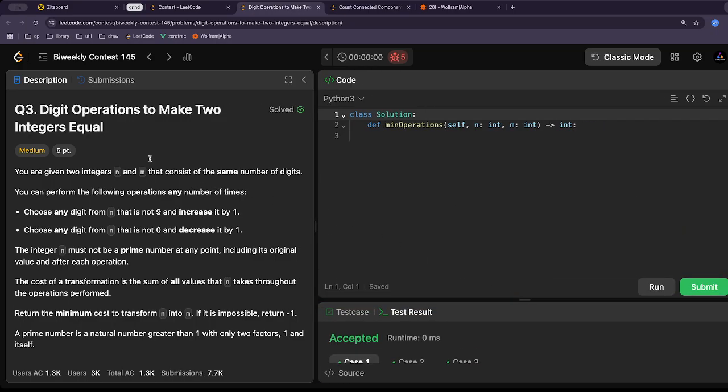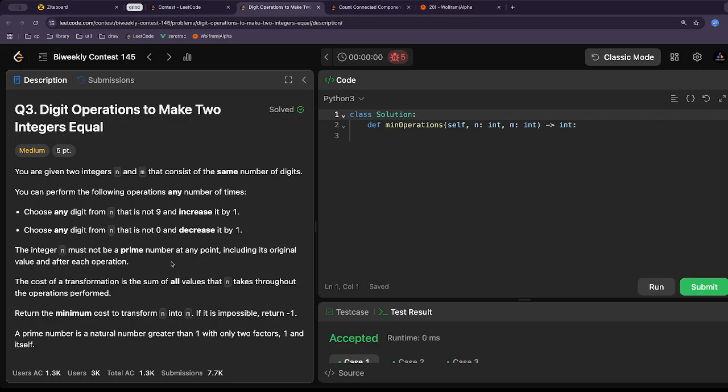All right, so Q3, it's called digit operations to make two integers equal. We're given two integers n and m that consist of the same number of digits. Okay, pay attention to that. You can perform the following operations any number of times. Choose any digit from n that is not 9 and increase it by 1. Choose any digit from n that is not 0 and decrease it by 1.